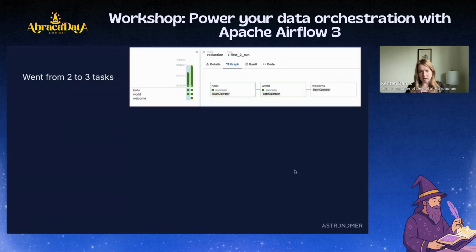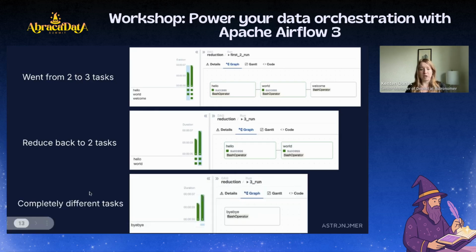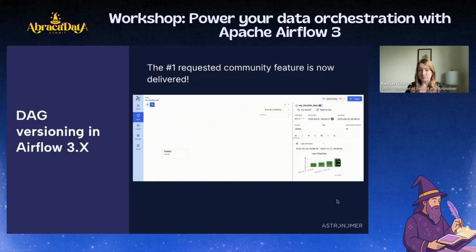This made it a little bit harder to deal with managing your pipeline code. For example, if you were to go from 2 to 3 tasks in your DAG and then reduce back to 2, that third task you added is now gone in the Airflow UI. You just can't see it anymore at all. If you had completely different tasks, again, you do not maintain that history. This makes it really challenging to figure out what's going on, especially if you're working in a bigger team with lots of people developing on the same pipelines when those pipelines change.